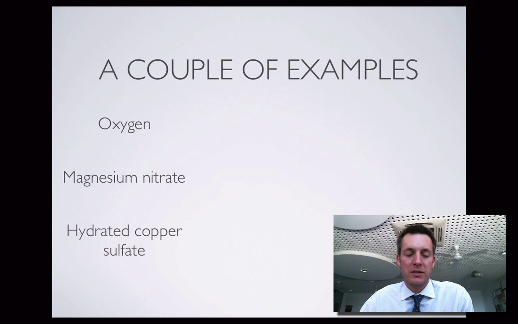Here's another couple of examples, one of which I've done already. But just to highlight what we're doing here, O2 is oxygen. You've got to remember that for some elements they're going to be diatomic molecules. O2 is 16, because one oxygen atom has a relative atomic mass of 16, times 2, that equals 32.